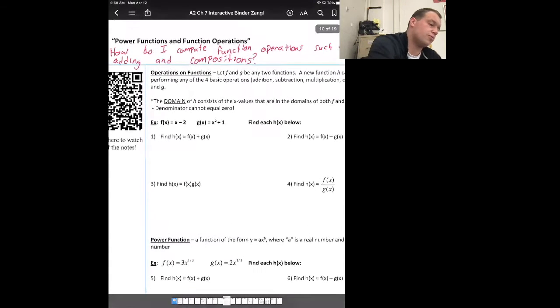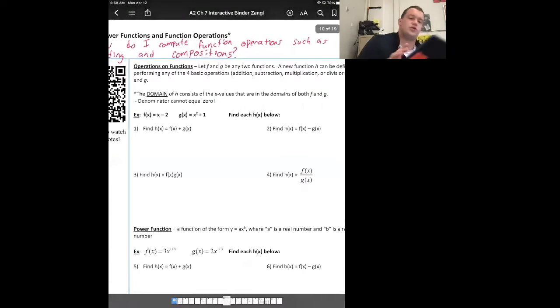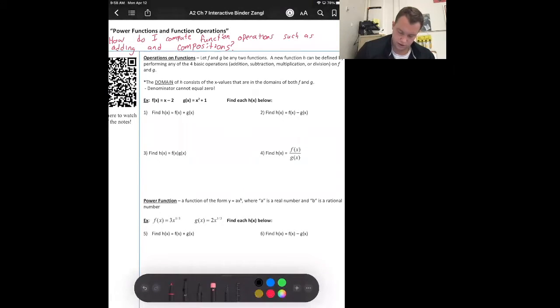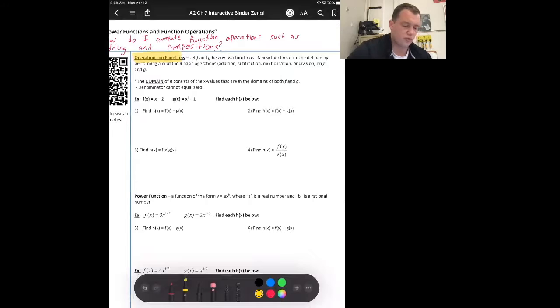So the first thing that we're going to talk about is our definition of operations on functions. Let me quickly grab my highlighter here. It says that with the operations on functions, let f and g be any two functions. A new function h can be defined by performing any of the four basic operations of addition, subtraction, multiplication, and division on f and g. So that means I can take two different functions and either add them together, subtract them, multiply them, or divide them.